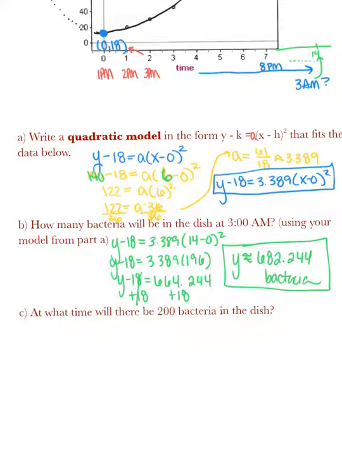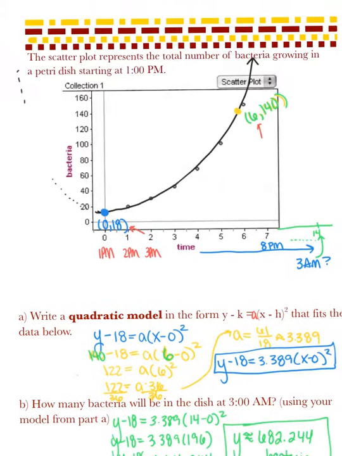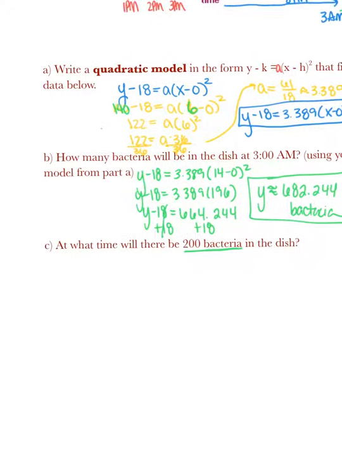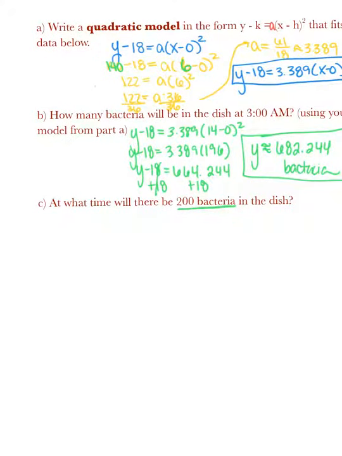Now the next question is a little different. It says, at what time will there be 200 bacteria? So here, 200 bacteria means that's a y value. If I go back up to my model, my y-axis is the bacteria. So now I need to plug that in for my y value, and I need to solve for the x value to figure out what time.